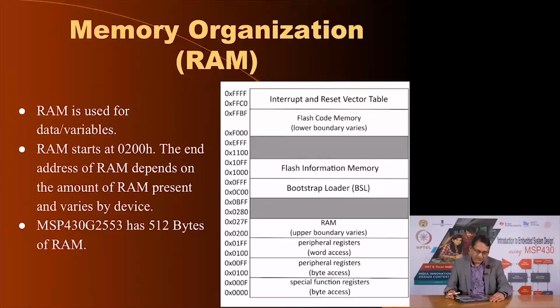The RAM is used for storing variables as well as the stack, and you have about 512 bytes of SRAM available on the G255 series. Here is the address. This is the starting address 0200, and the upper limit of that address depends on the exact chip number. In this case it is 512 bytes. So, from 0200 it will go up 512 locations.